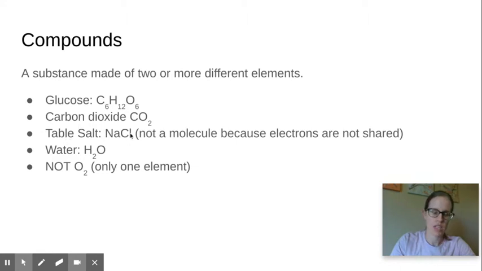And then another one, table salt, NaCl, that is also a compound because it's two different elements, but technically it's not a molecule, and you wouldn't know this yet because we haven't talked about what sodium and chlorine do with their electrons, but they are not sharing them. They actually transfer their electrons. So technically it's not a molecule.